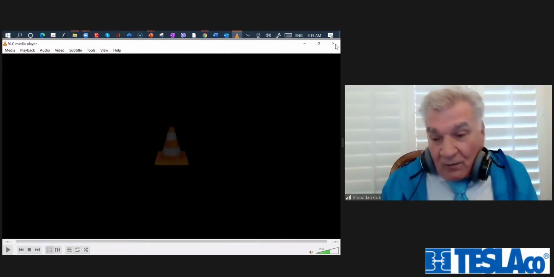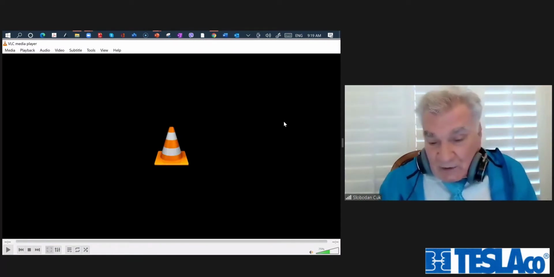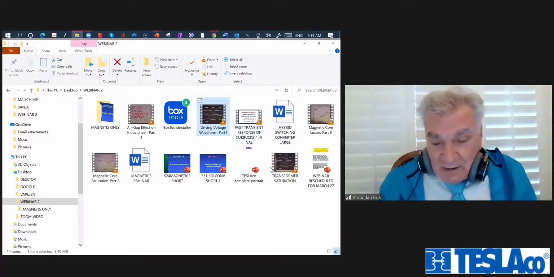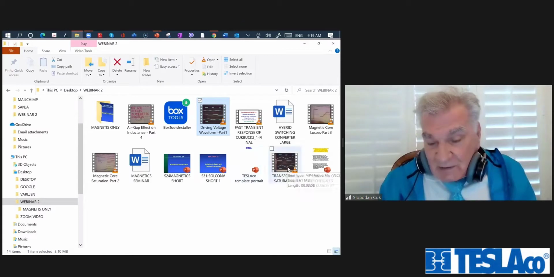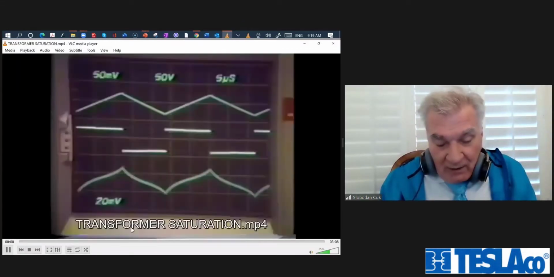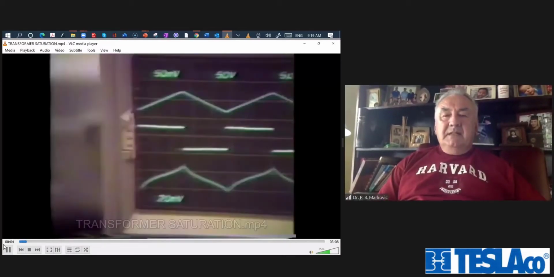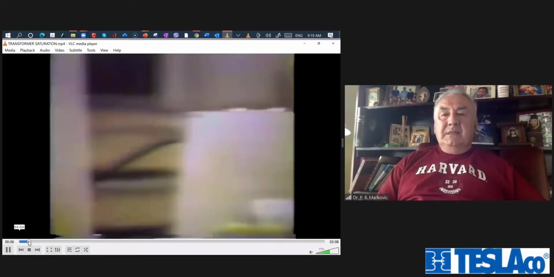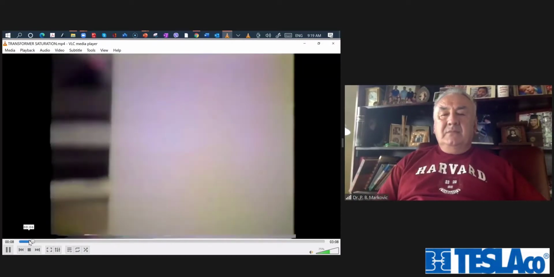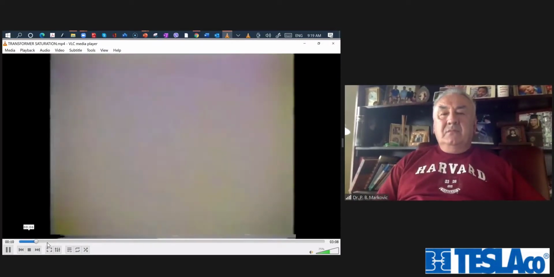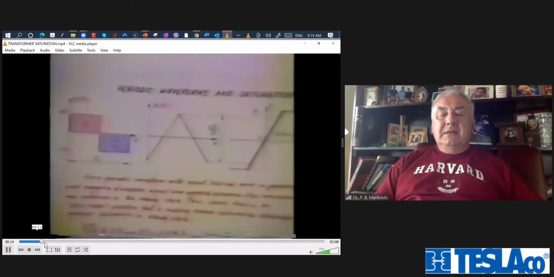Okay, so that is one demonstration, and the other is transformer saturation. Let's see here. Can you see that? Loop. Yeah. Let us now examine in closer detail what are the parameters responsible for the saturation in switching converters and in magnetic devices in general.